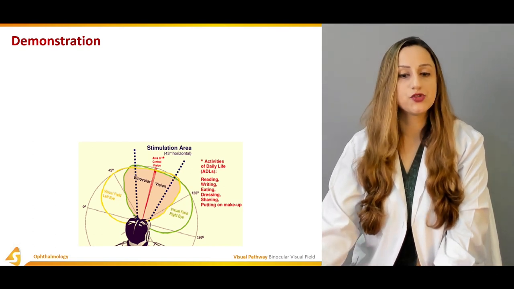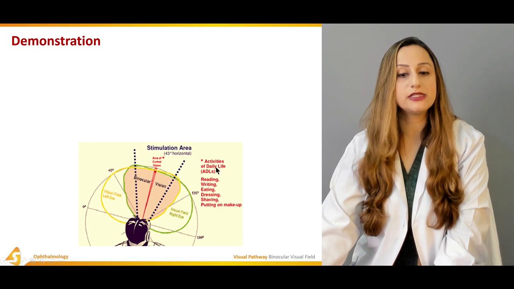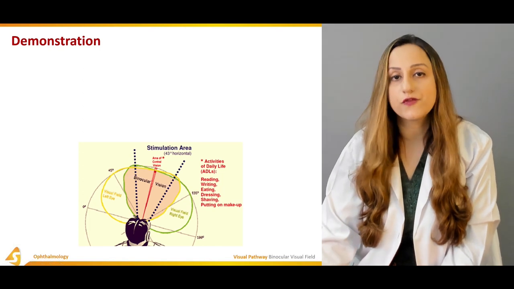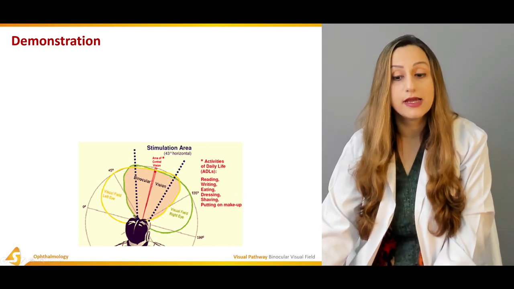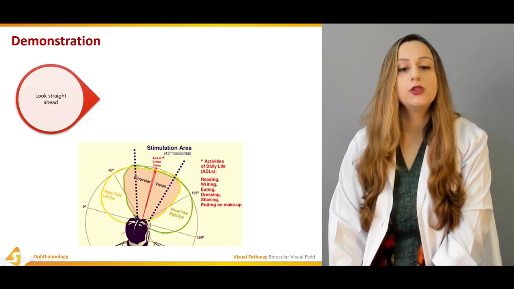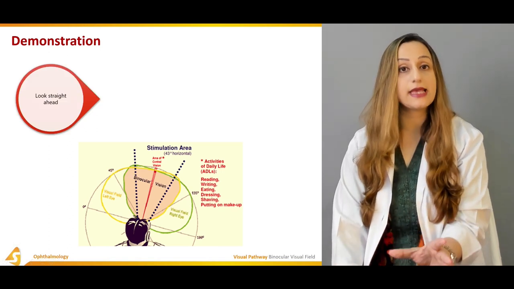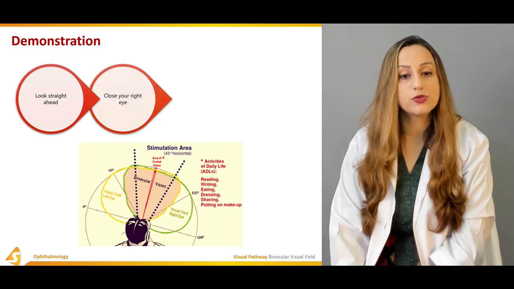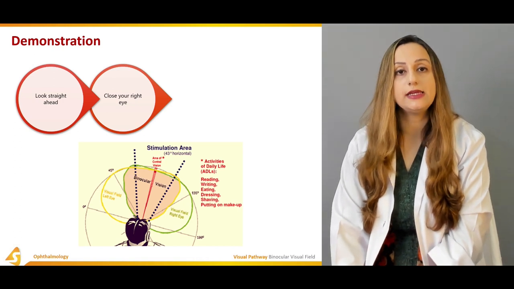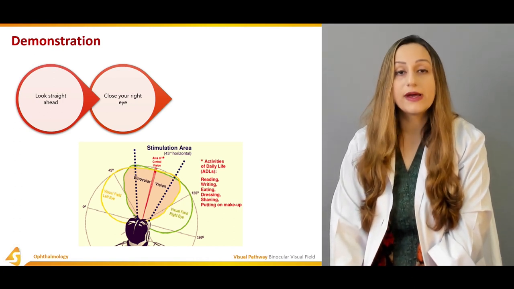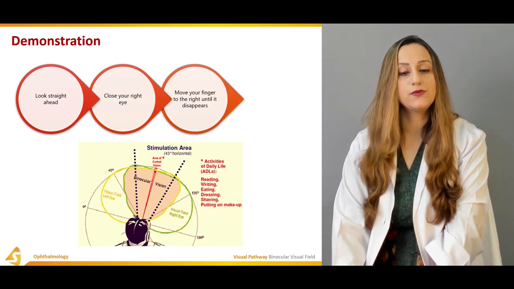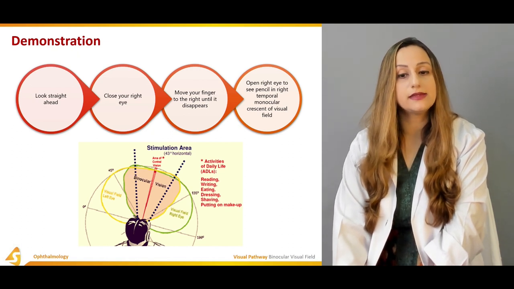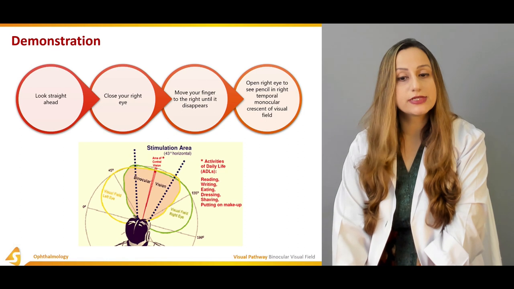This is a diagram showing the stimulation area. The activities of daily life, reading, writing, eating, anything that we can think of, are dependent upon the binocular visual field of a person. Looking straight ahead, or fixing the gaze, are the prerequisites for the detection of visual field effects. Close your right eye, so you test the eyes one by one for the visual field effects, and move your fingers to the right until it disappears, and open the right eye to see the pencil in the right temporal monocular crescent of the visual field.